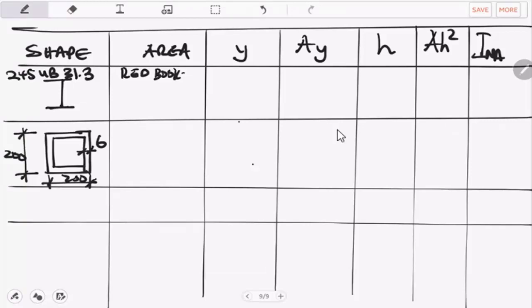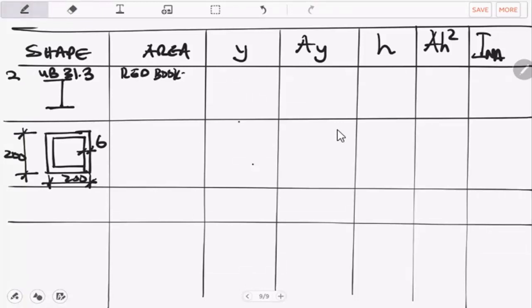Are you guys checking? Assist me, I'm looking for my Red Book here. Can you please repeat, sir? Right, so we are looking for the area of a 245? Let me see. 254, not 245, I made a mistake here.